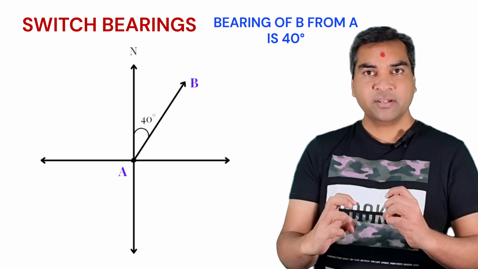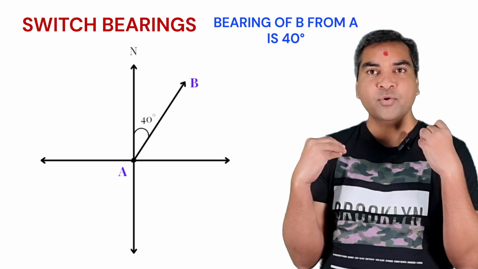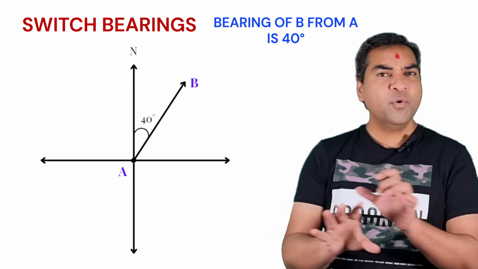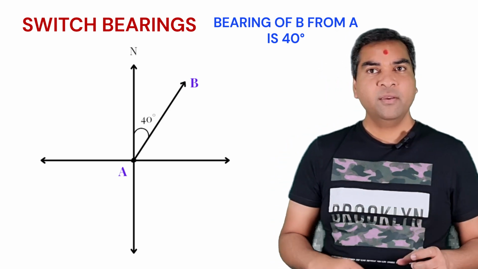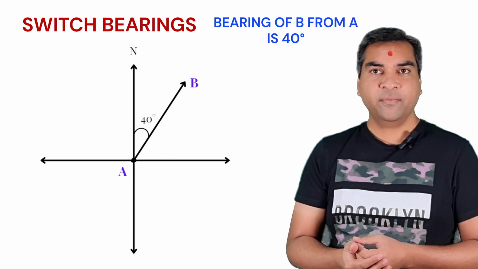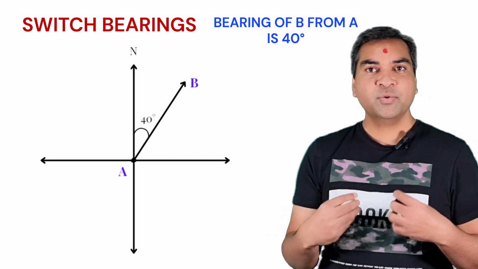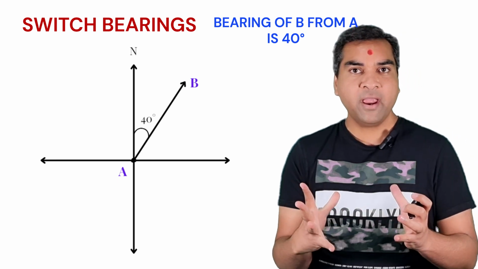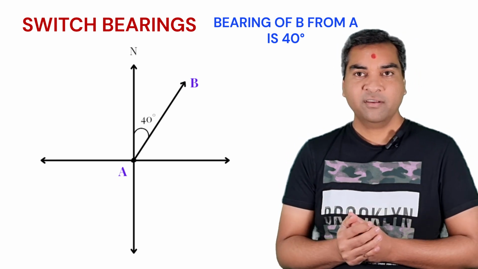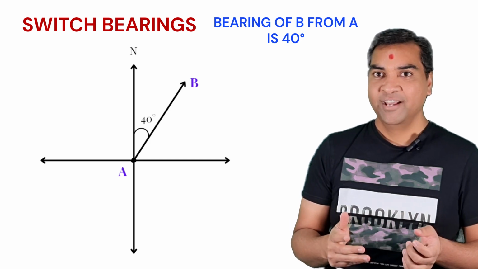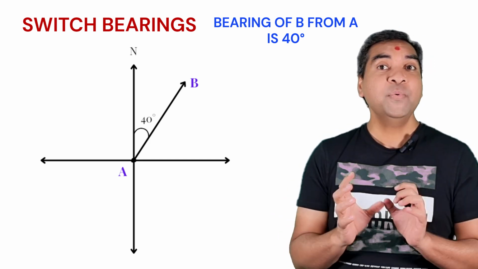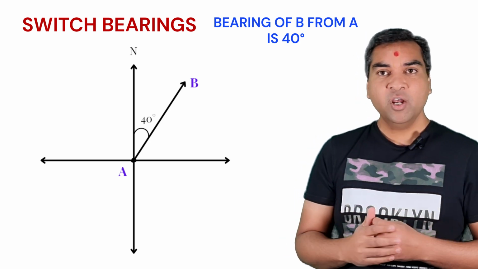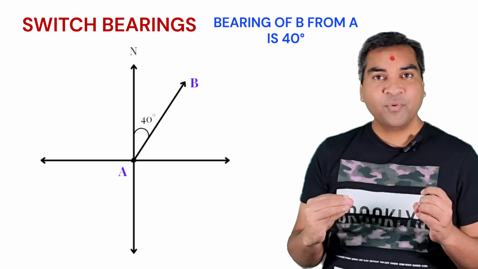So at first, we will learn how to read it correctly. Because I don't want you guys to read it like bearing of B from A is 40 degree. I want you guys to read in this way: bearing of B from A is 40 degree. It sounds funny, isn't it? It is actually, but it will help you, guys. So definitely do it. Bearing of B from A is 40 degree.